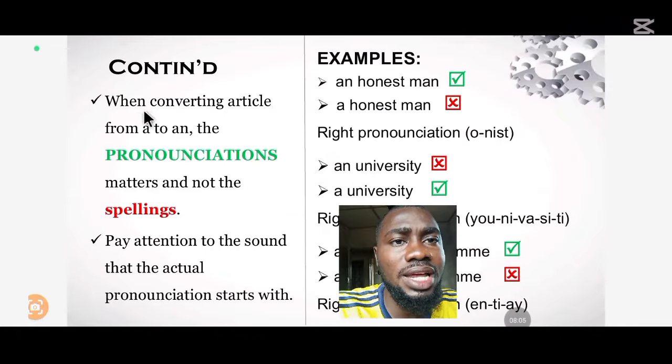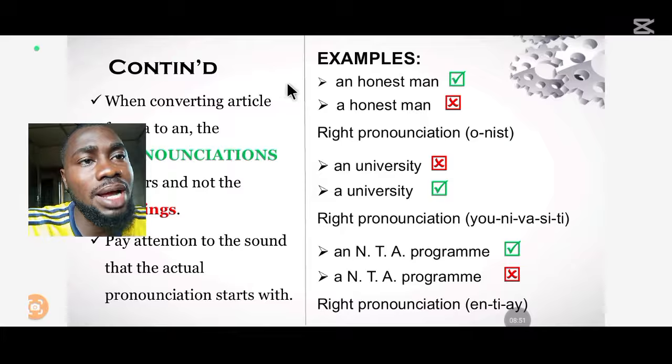Moving on, looking at the left hand side of the table, it says when converting articles from a to an, the pronunciation matters and not the spellings. Pay attention to the sound that the actual pronunciation starts with, that's the first syllable of the word. It should be a vowel sound. If it's a consonant sound, then it should take the other indefinite article, which is a.